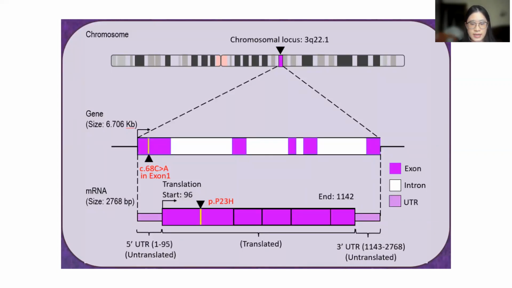The C68A mutation on the RHO gene changes its codon composition. As a result, the original amino acid proline encoded by CCC is changed into histidine encoded by CAC, which occurs at the 23rd position on rhodopsin protein. Thus, the protein mutation is called P23H. I'll introduce more details about rhodopsin protein in the following pages.